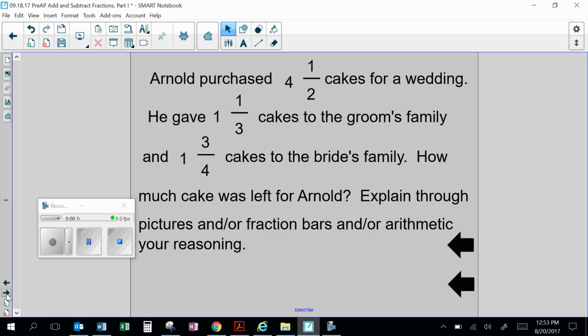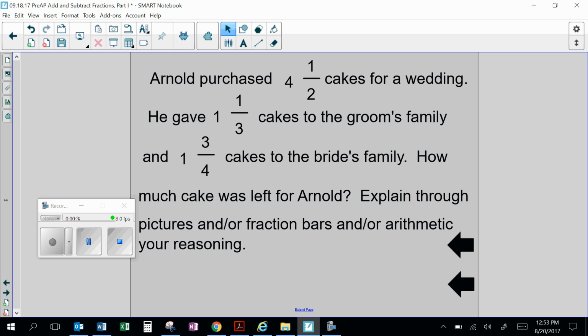Arnold purchased 4 1/2 cakes for a wedding. He gave 1 1/3 cakes to the groom's family and 1 3/4 cakes to the bride's family. How much cake was left over for Arnold? I would like you to explain this through pictures or fraction bars or arithmetic.